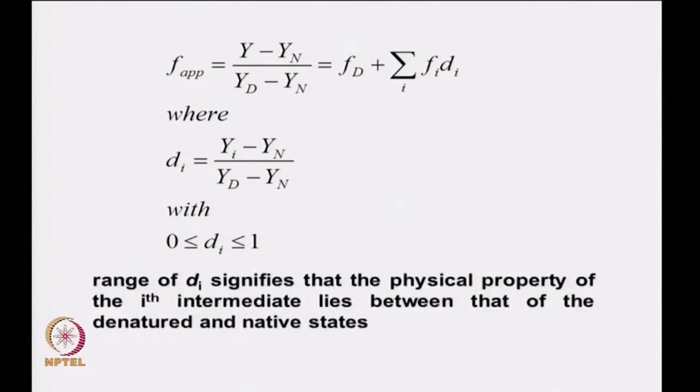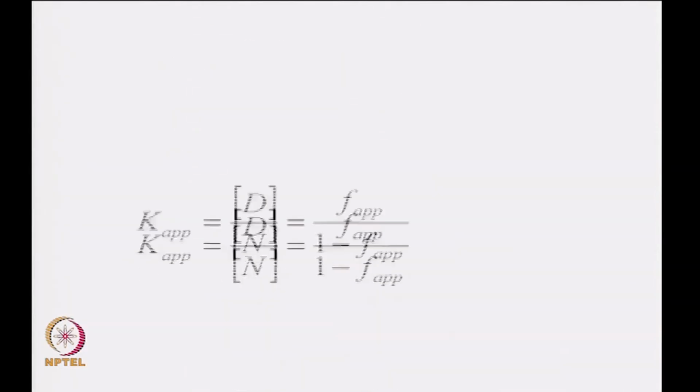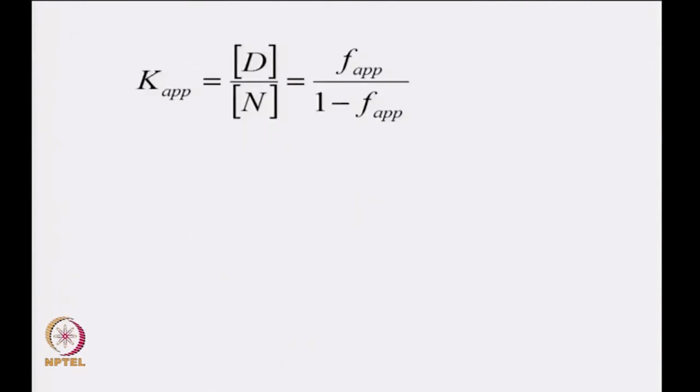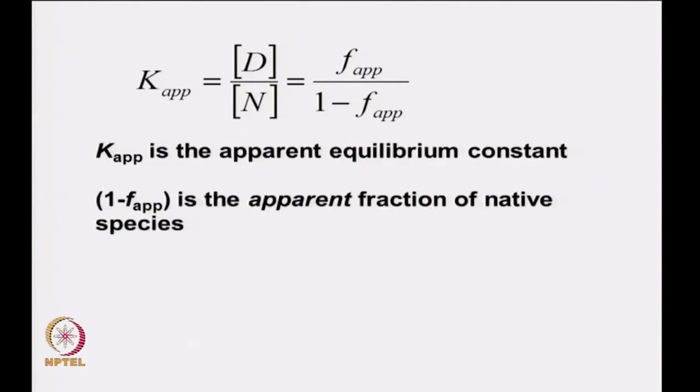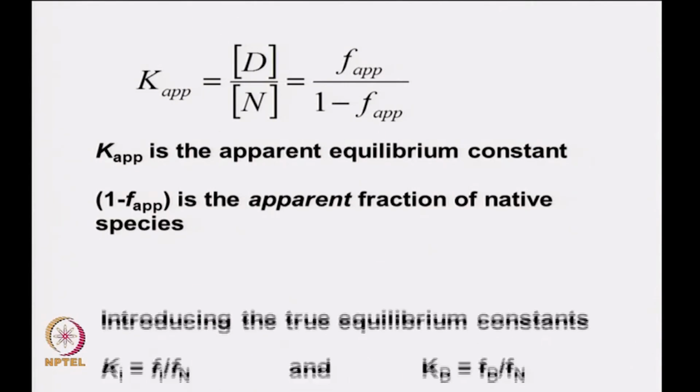Okay. So, as it says, the range of d I signifies that the physical property of the ith intermediate lies between that of the denatured and native states, essentially that physical property. Now, I go for K apparent, again the equilibrium constant. This is given by the same relation. We already know what K apparent is: it is the apparent equilibrium constant, and 1 minus f apparent is the apparent fraction of native species, right, because f apparent constitutes everything starting from your denatured state to all the intermediates. So, 1 minus that would essentially give you your fraction of the native state.